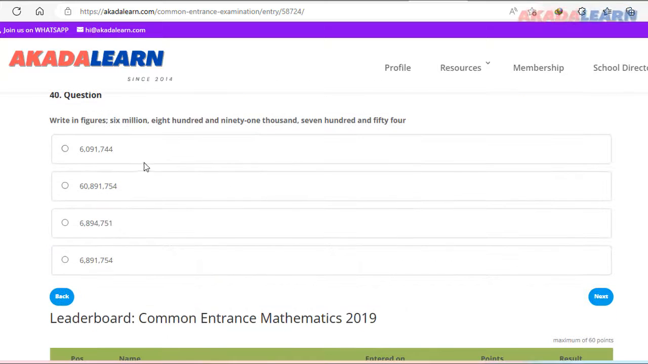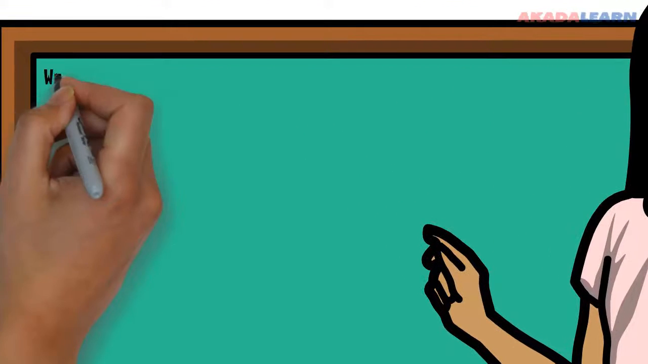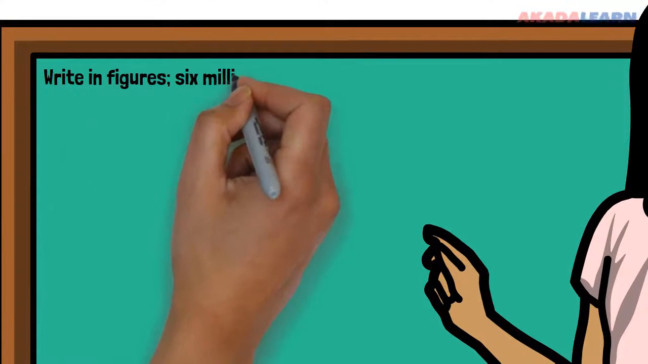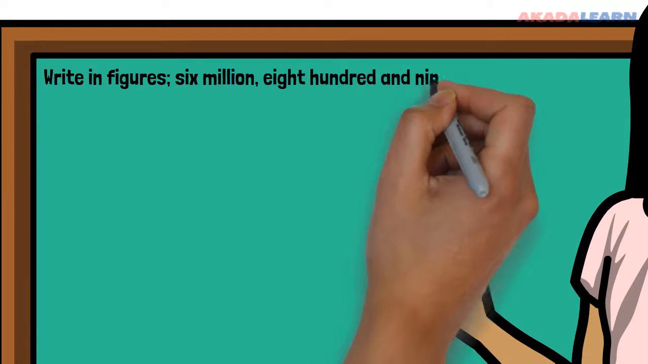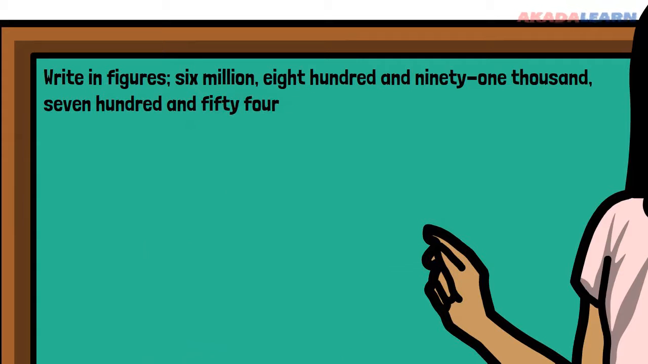Question 40. Write in figures 6,891,754. Okay, so let's go to our video and see how the solution comes about. Alright, for this question, write in figures 6,891,754. So let's begin.